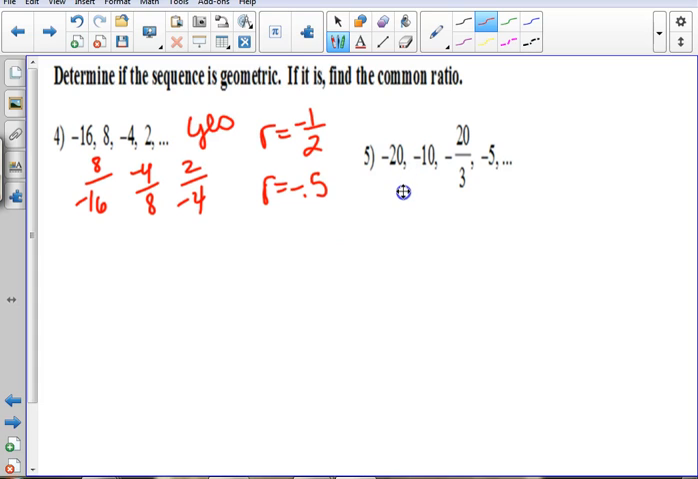Okay, what about this one? I don't think this is working, is it? Because here they took half, but this isn't half, and this isn't half, right?